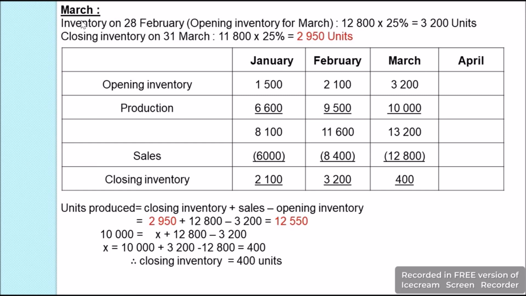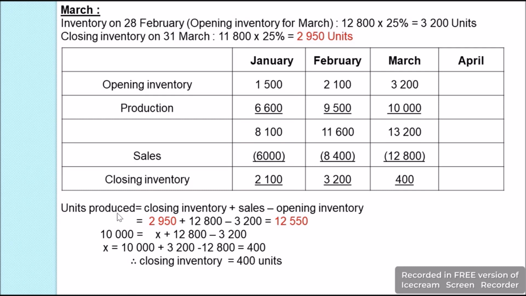In the month of March, the closing inventory of Feb, which we have calculated as 3,200 units, which was 25% of March sale, 12,800 times 25%, will be the opening inventory for the month of March. Now when we calculate the closing inventory for the month of March, it will be 25% of April sale, which was given as 11,800 times 25%, and we'll get this value as 2,950 units.